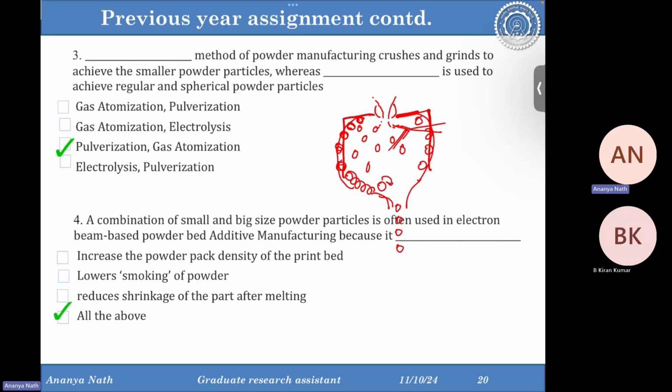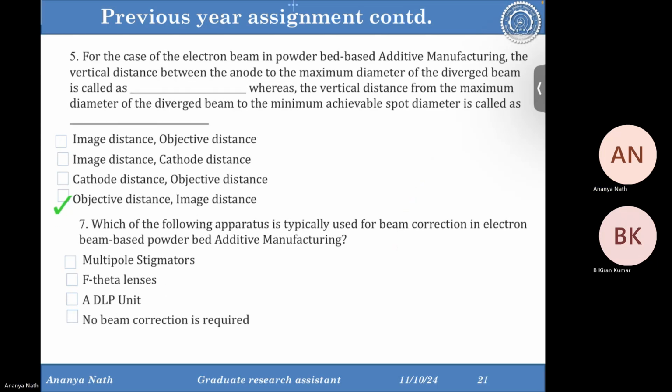For the case of electron beam in powder bed based additive manufacturing, the vertical distance between the anode to the maximum diameter of the divergent beam is called the objective distance, and the vertical distance from the maximum diameter of the divergent beam to the minimum achievable spot diameter is the image distance.